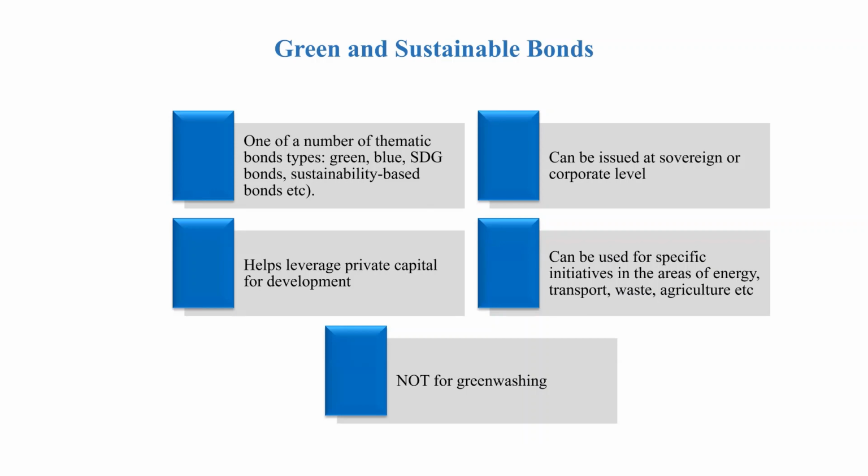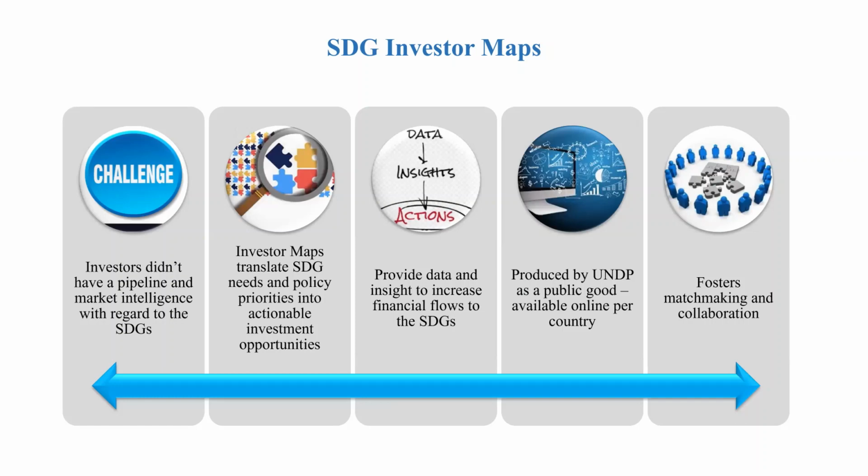A bit more information as well about sustainable bonds. We also have blue bonds for those who have ocean-based, marine-based economies. And like I said, they can be issued at national level or at corporate level, and it's not for greenwashing. Greenwashing, or impact washing, is the process of just putting some words together, in English or whatever language you're using, to make it seem as though you are having impact, or greening your operations, when you are not actually doing that. It's about really drilling down and being accurate in showing what you're doing around greening, impact and sustainability. SDG Investor Maps I've spoken about: translating SDG needs and policy priorities into actionable investments, and this is available online.